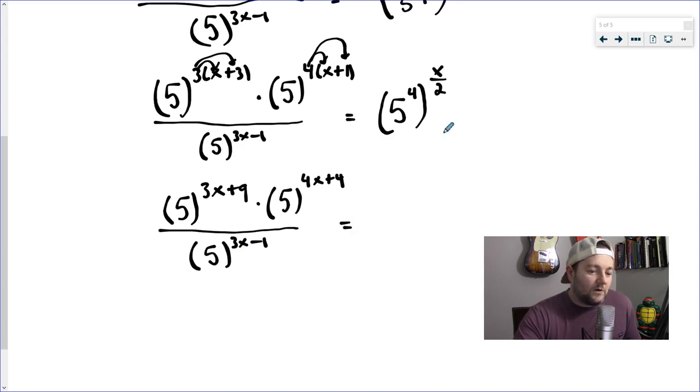And then this one here, I'm going to multiply 4x divided by the 2. So that's 4x over 2. And just to save myself a step, we can call that 5 to the 2x.